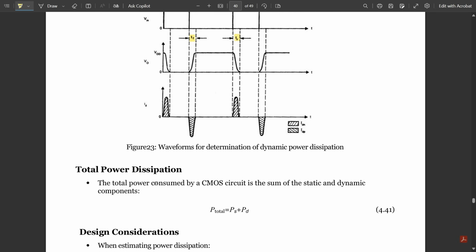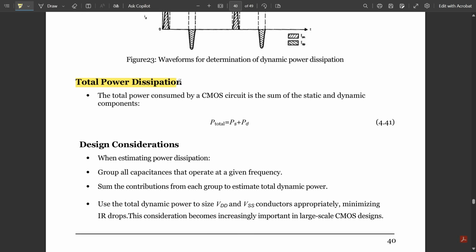So the total power dissipation is the sum of static power dissipation and dynamic power dissipation, that is, P total is given by PS plus PD. If you want to calculate the total power dissipation, you should know the static as well as the dynamic power dissipations. Only then can you calculate the total power dissipation.